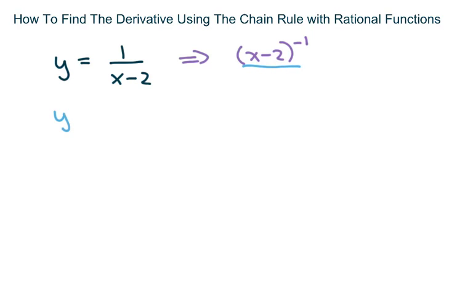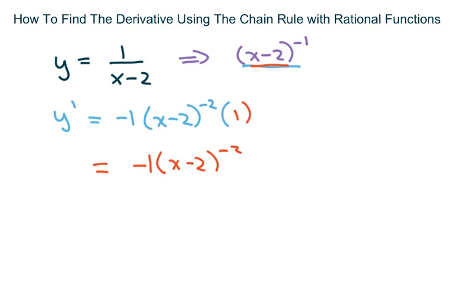So that would be the derivative of y equals negative 1 times x minus 2, and negative 1 minus 1 is negative 2. Then you multiply the derivative of the inner function. So the inner function is going to be 1. And basically what you get, you're going to get negative 1 times x minus 2 to the negative 2, which equals negative 1 over x minus 2 squared.